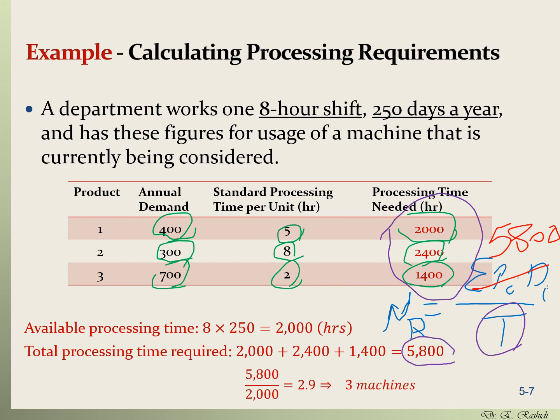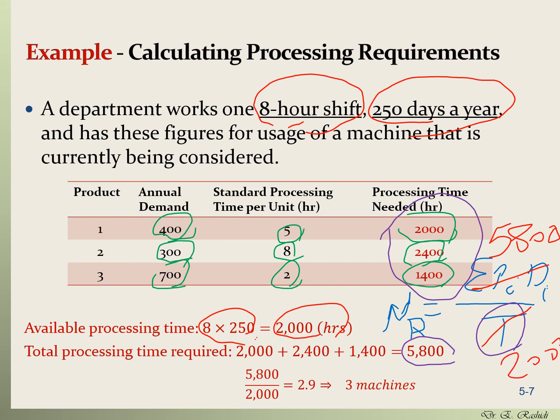Now let's compute T. What is the total time horizon? You have 250 days per year, and each day you work an 8-hour shift. So that's a total of 250 multiplied by 8, which is 2,000 hours. So now we need to divide 5,800 by 2,000 hours. That's going to be equal to 2.9.